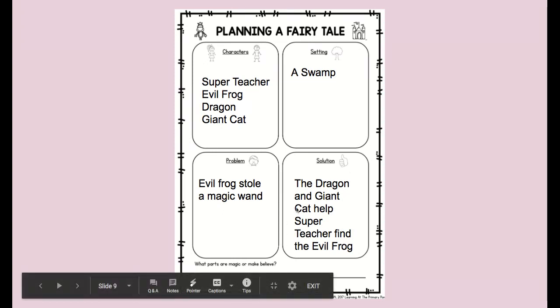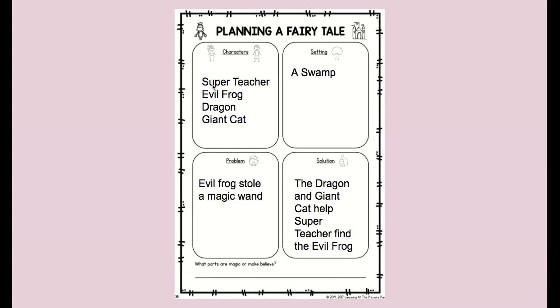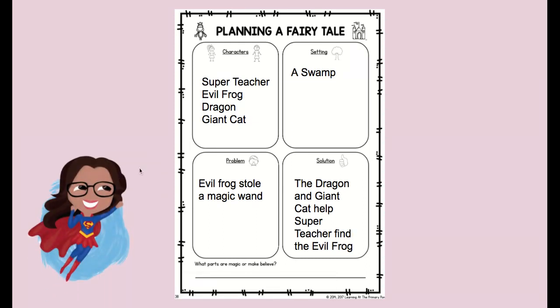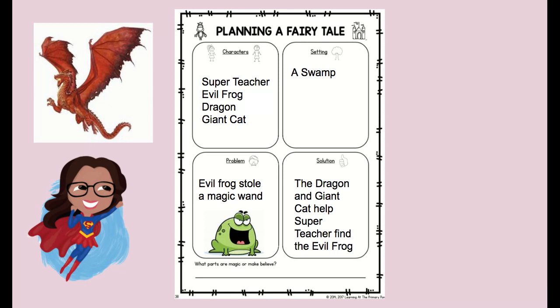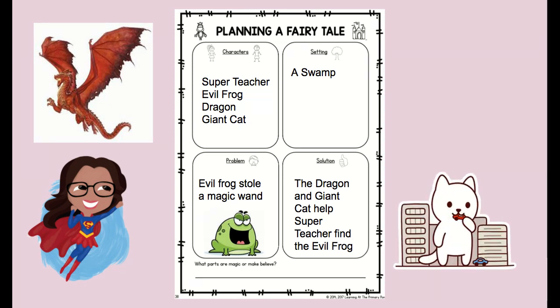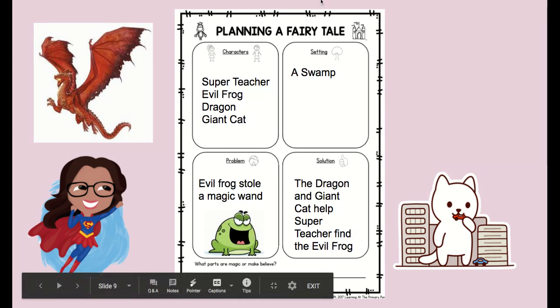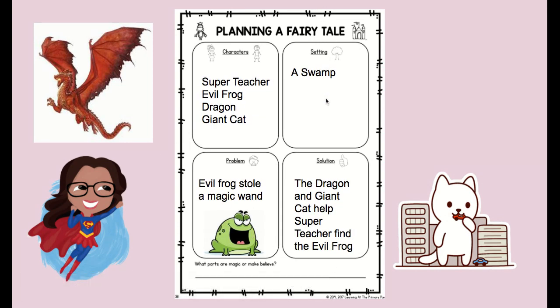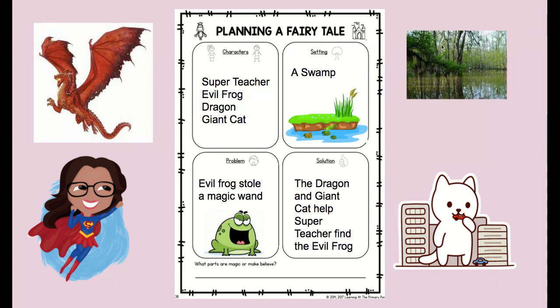So for my story, the characters that I'm using are, I'm going to have a super teacher. Ta-da! I'm going to have an evil frog. I'm going to have a dragon. And I want a giant cat. So those are going to be the characters of my story. Now for my setting, I want my story to take place in a swamp. This is what a swamp looks like. And this is what it looks like in real life.